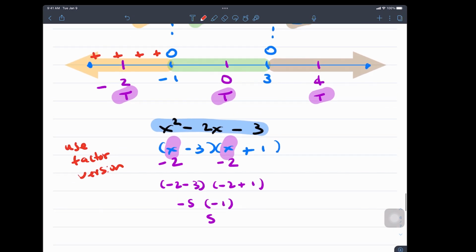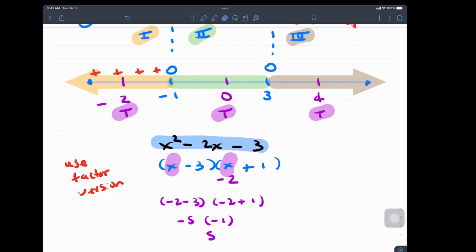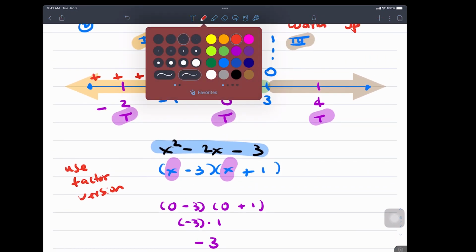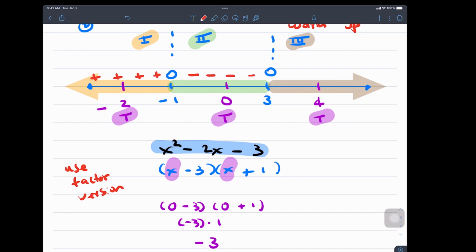So let's test region 2 now. How do you do that? You got to plug in now what? What's your test point? Plug in 0. What's 0 minus 3? Isn't that -3? And what's 0 plus 1? Is that 1? What's negative times a positive? So what do you guys know about region number 2? It's negative, because -3 is negative. Is that right? Okay, you guys okay with that?